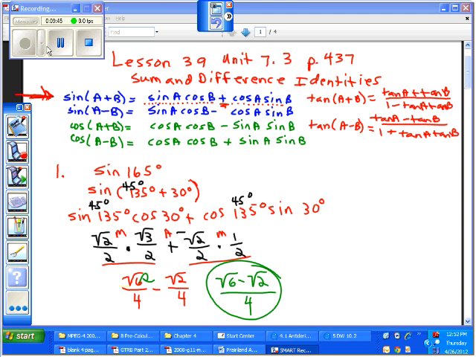You can see the value of these sum and difference identities: we don't know what 165 is, but we can split it into things we do know and actually get an exact answer rather than punch it in the calculator and get a rounded answer. Okay? Any questions on number 1? I'll let you catch up. We have to know how to do fractions and radicals. If you don't know how to do fractions and radicals, it's not very nice at this point in pre-cal. Okay? Anybody need help on number 1? Everybody good? All right, number 2.